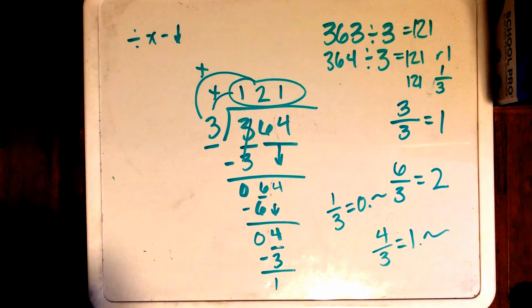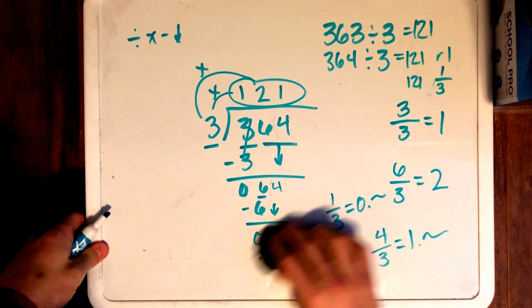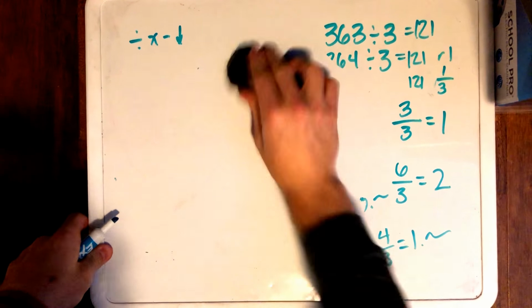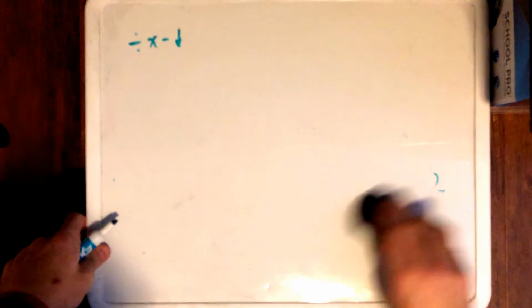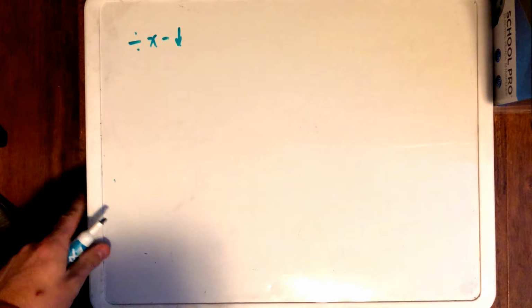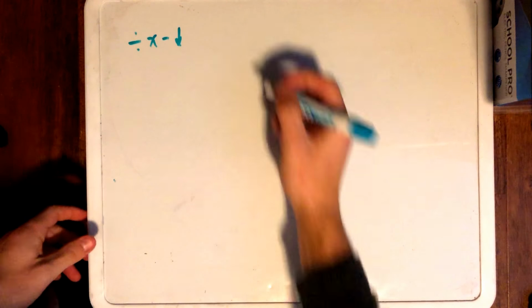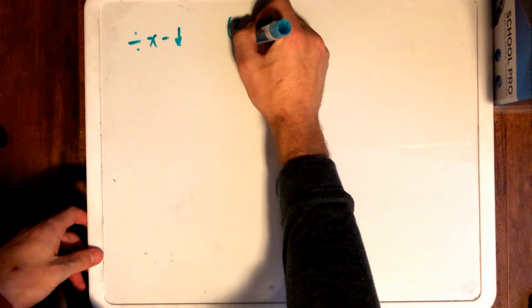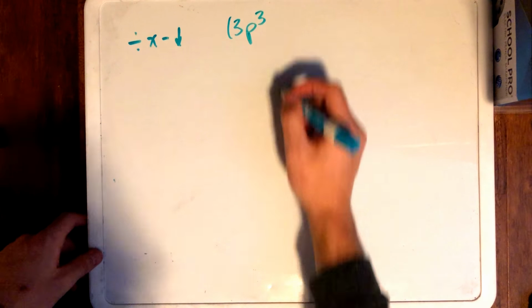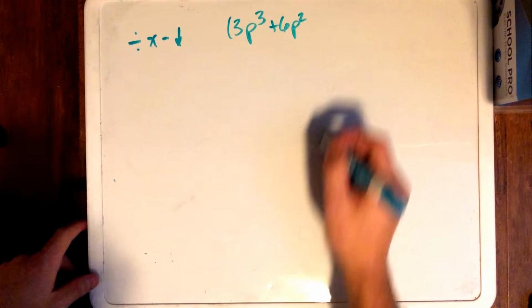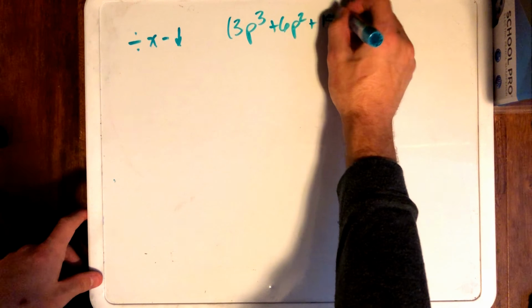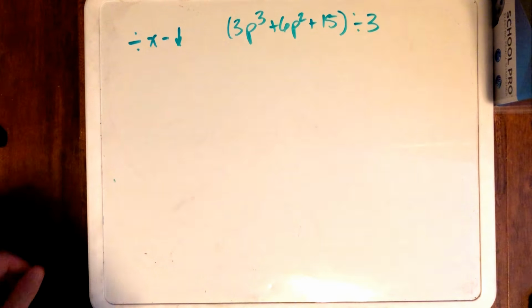Sweet, so now that we've done that little review, let's go ahead and get into the polynomial long division. We're gonna start simpler and work our way up. So we'll see how this goes. So our first one that we want to do is 3p cubed plus 6p squared plus 15p. We want to do all of that divided by 3.